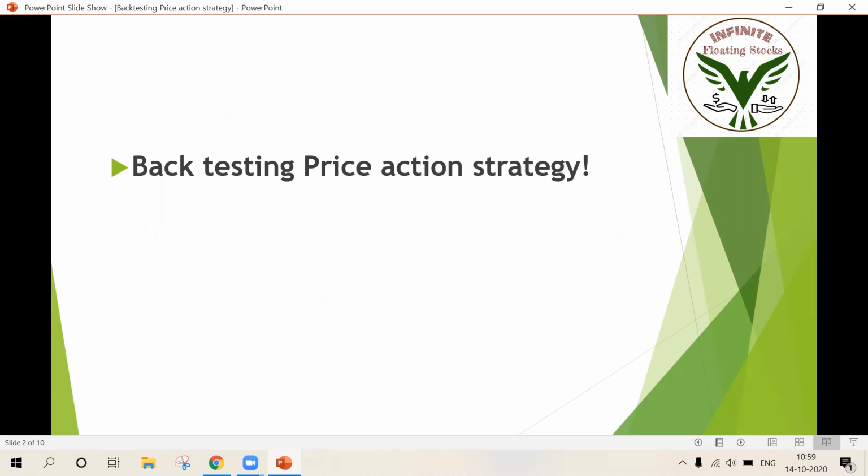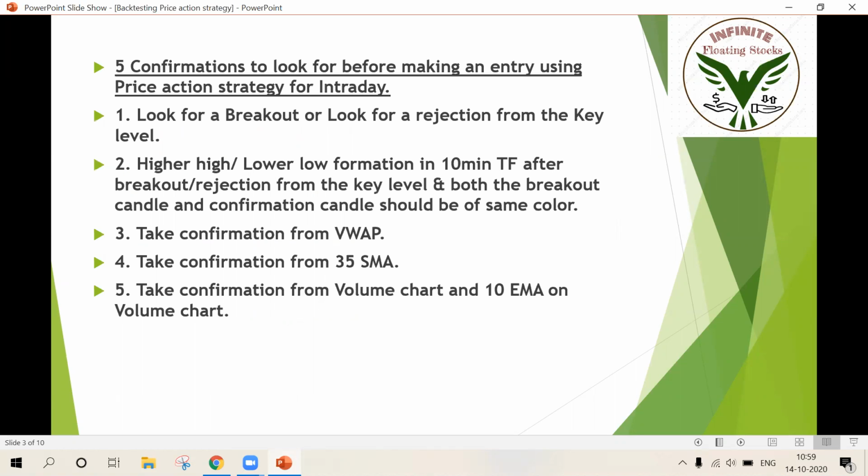Backtesting price action strategy. So this is the agenda for this session. I'm going to backtest the price action strategy now. And yes, this slide is very important.